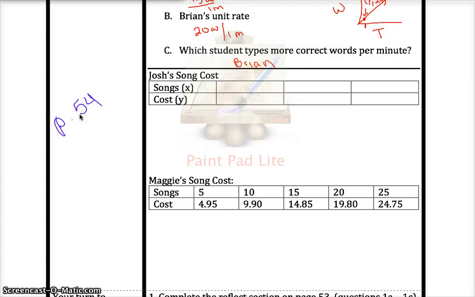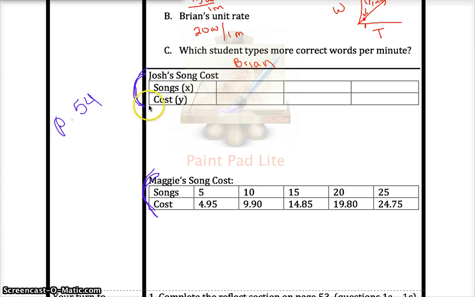Don't let all of those words scare you. We're going to break it down. And then it also gives you a chart for Maggie's cost. So I put that chart here so you can follow along with this. And then I made you a chart for Josh so that way we can fill in this chart together.